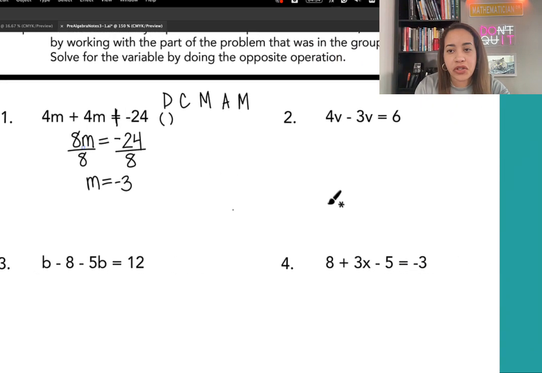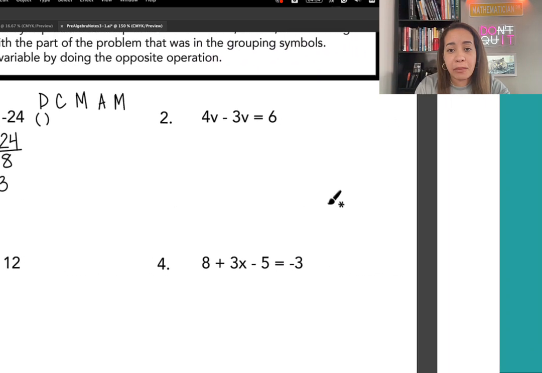Let's try out number 2. Looking at number 2, I'm still thinking through my steps. We can use the phrase, "Don't call me after midnight," to help us. We know that D stands for distribute, and I don't see parentheses in my problem. That's how I know that I do not need to distribute. C does stand for combine like terms. To combine like terms, we must look at each side of the equation individually.